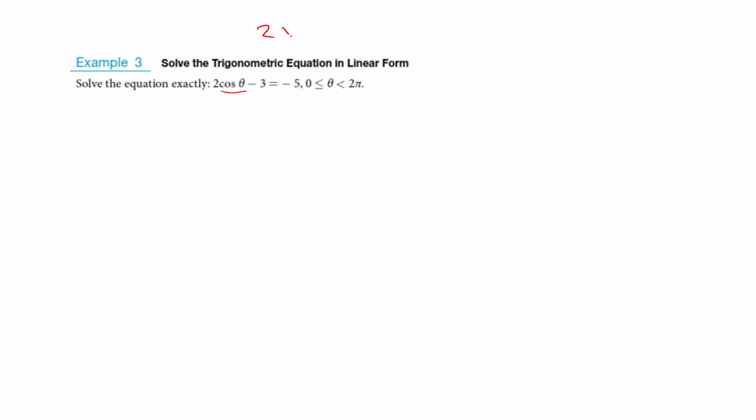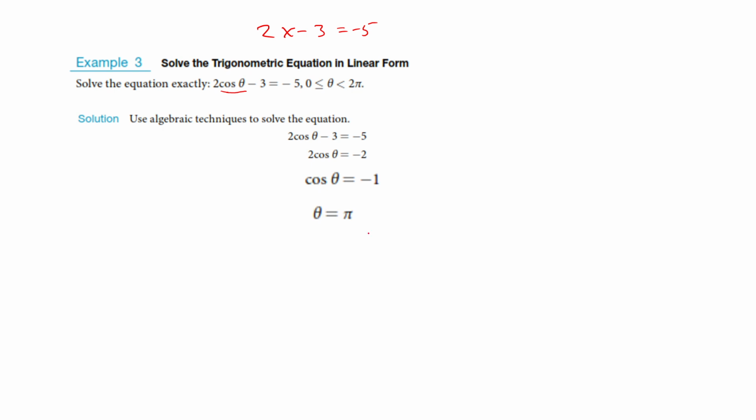So if this was 2x minus 3 equals -5, we're going to follow all the normal rules. I'm going to add 3, divide by 2. We've seen this before. Hopefully that makes sense to you. So I'm going to add 3, divide by 2, and now I get down to cosine of theta equals -1. Okay, let's look that up on our unit circle. That happens at only one unique place. It happens when theta equals pi.